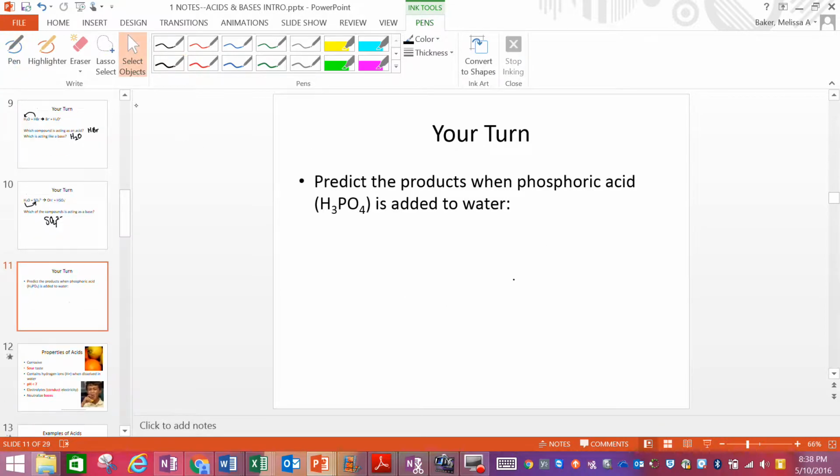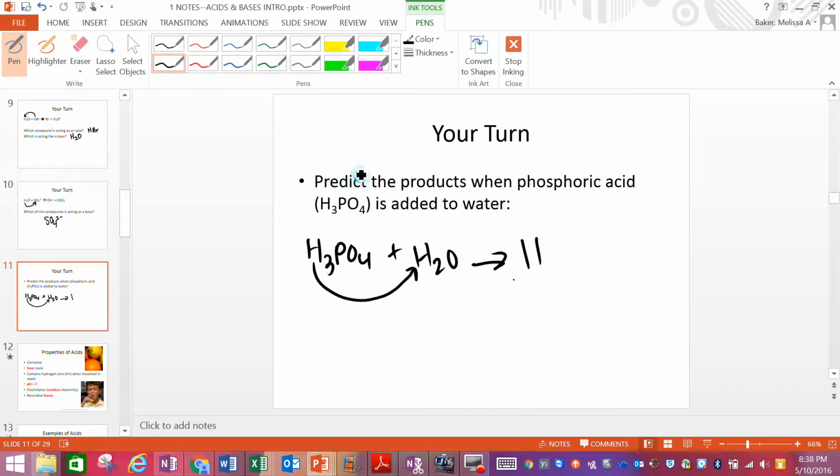Predict the products when H3PO4 is added to water. Well, this is an acid. It's going to donate a hydrogen. So we're going to be left with H2PO4-, and we made H3O+.